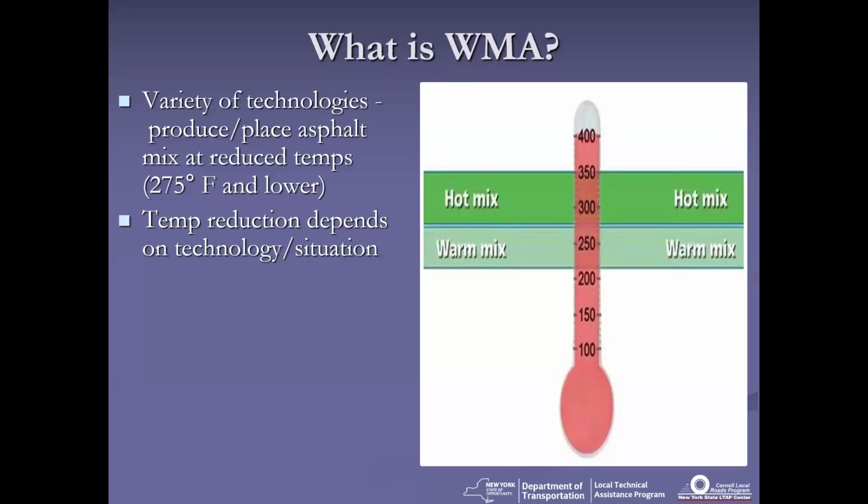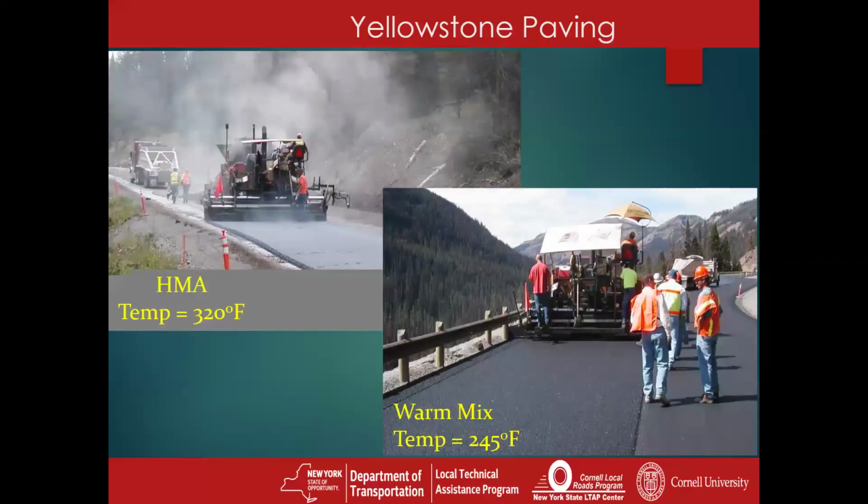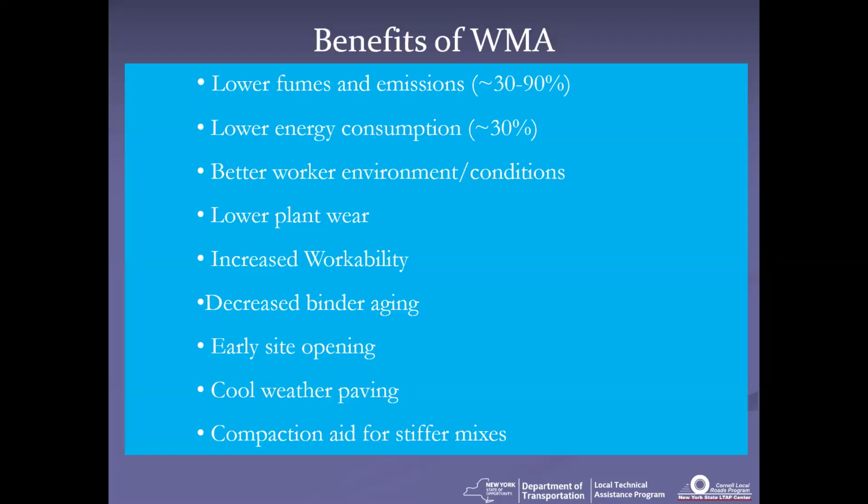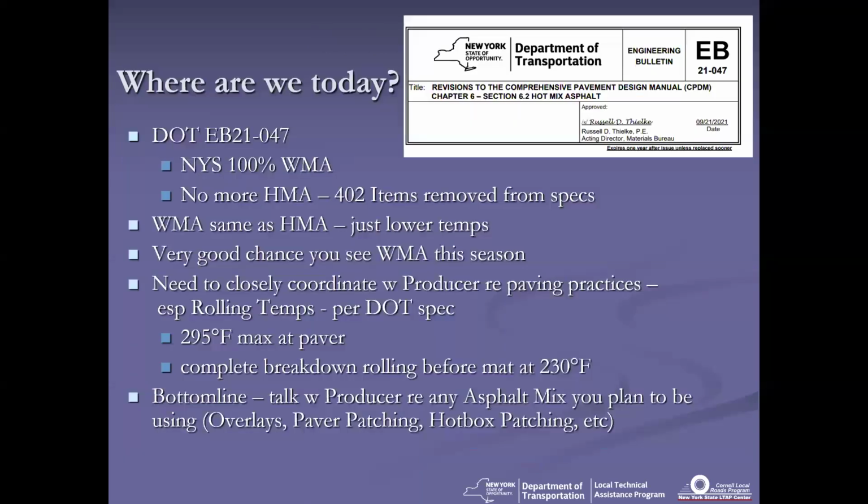The hot mix is produced at higher temperatures. Warm mix is produced at lower temperatures. And you'll see that when we're out there on the job. The benefits of warm mix are tremendous. A lot less emissions, a lot less energy is used. It's much better for the workers. You can even get onto your pavement sooner. And the reason I say we're all going to be using it is because DOT changed their specs in late 2021.